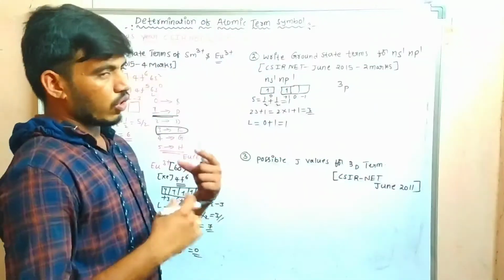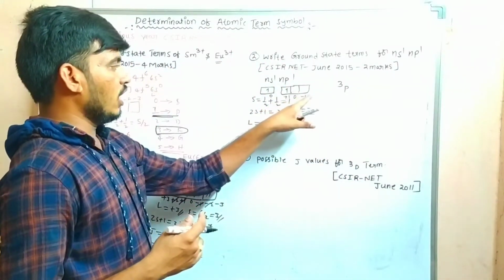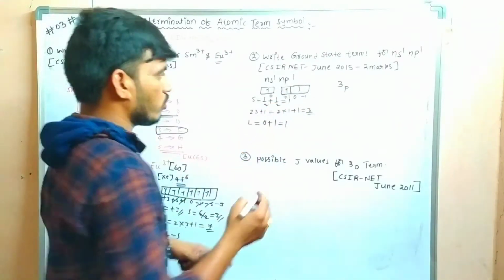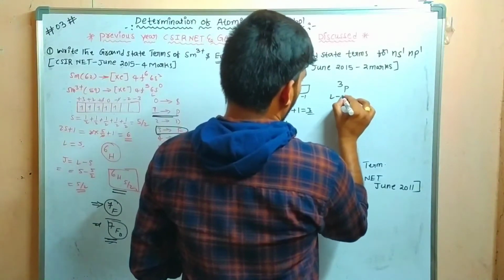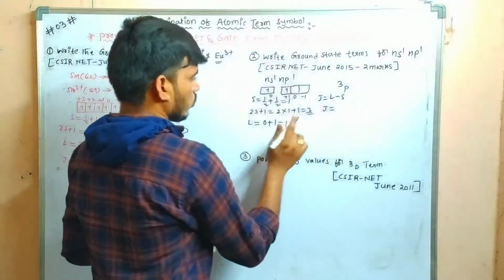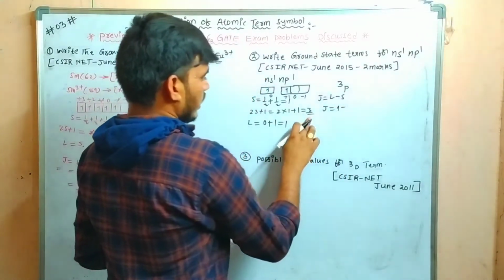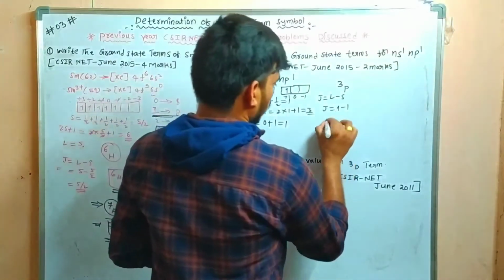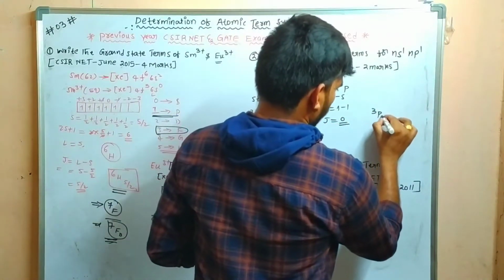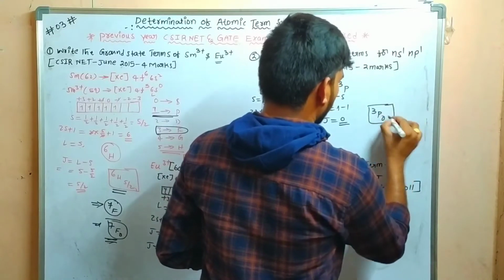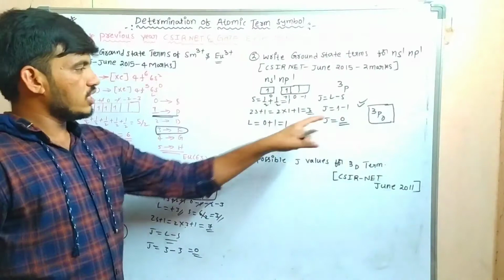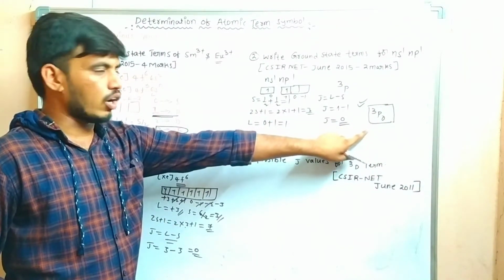So now we have to calculate the ground state term symbol. Here the outermost electronic configuration is np1, which is less than half filled. Now we calculate L minus S. J is equal to L minus S. L value is 1 and S value is 1. So J is equal to 0. So finally 3P0 is the ground state term symbol for this ns1 np1 electronic configuration. This question is very important in competitive exams.